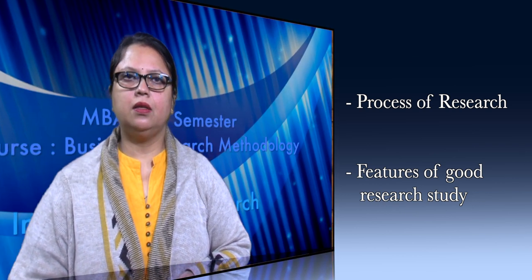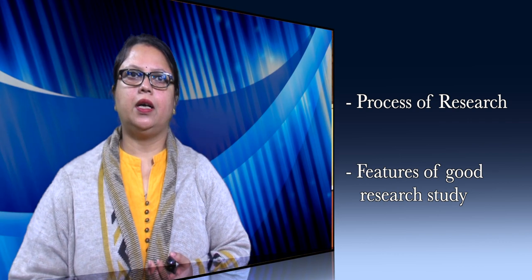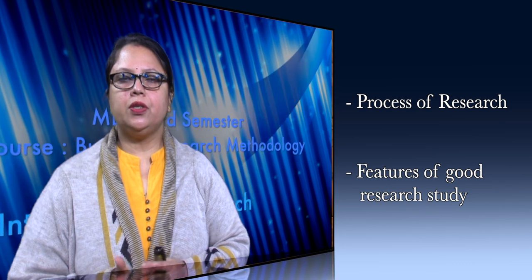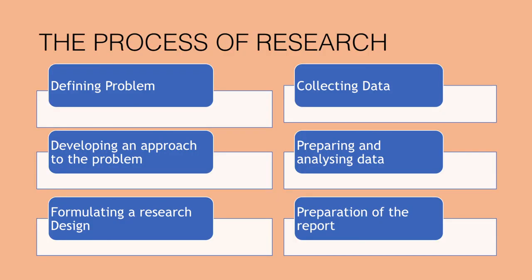As in my earlier video lectures, I have highlighted the process of research. Basically the process of research consists of 6 steps. First is defining the problem, then developing an approach to the problem, and then formulating a research design. Then after formulation of the research design, we will collect the data, and then the next step is analyzing the data, and the last stage of this research process is preparation of the report. So let's start these steps one by one.